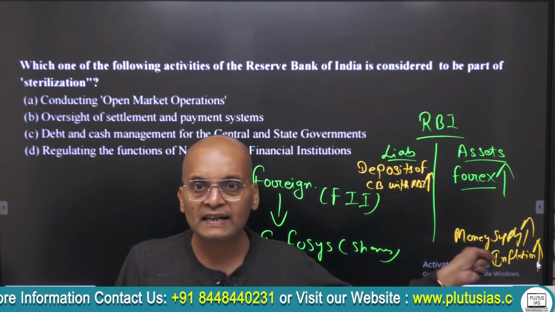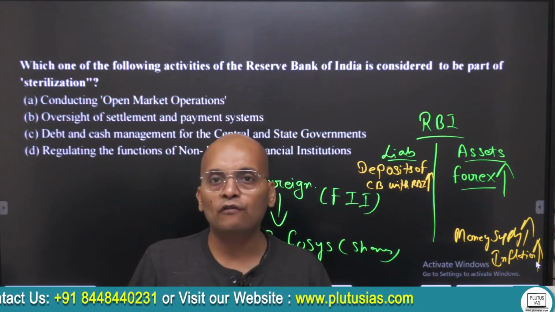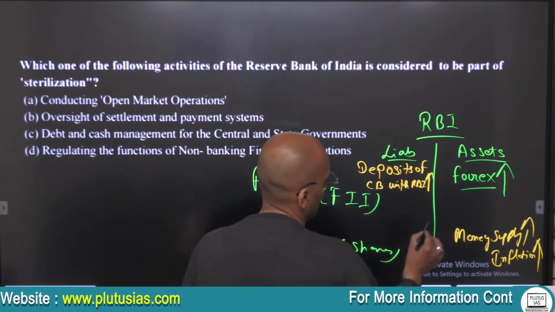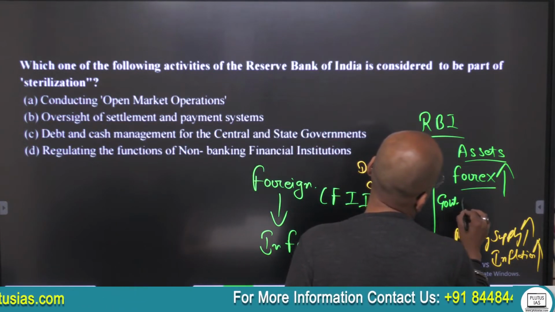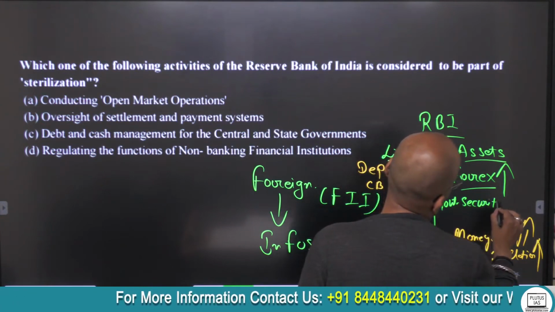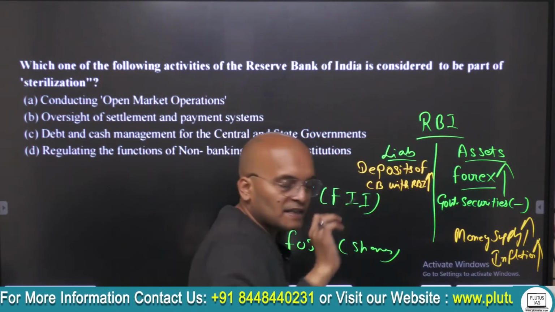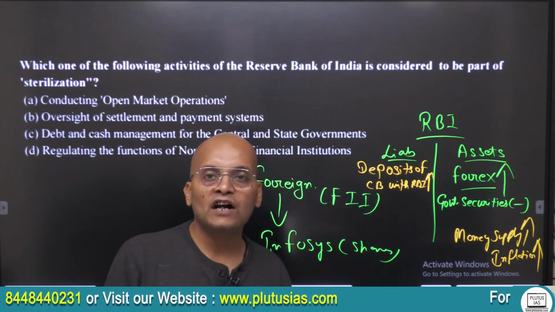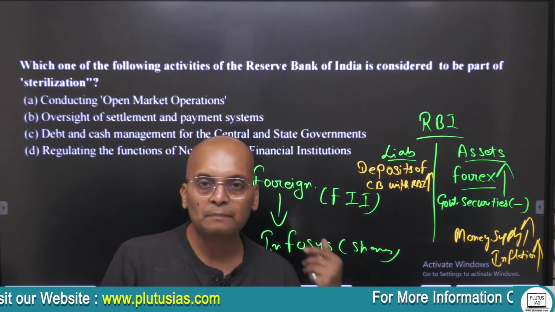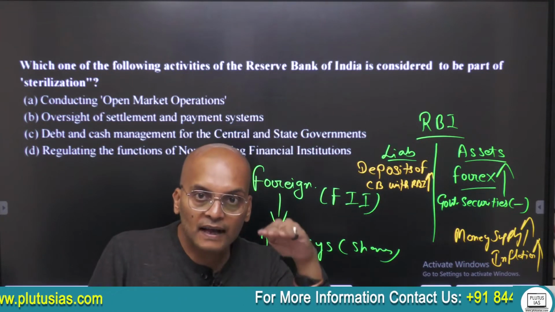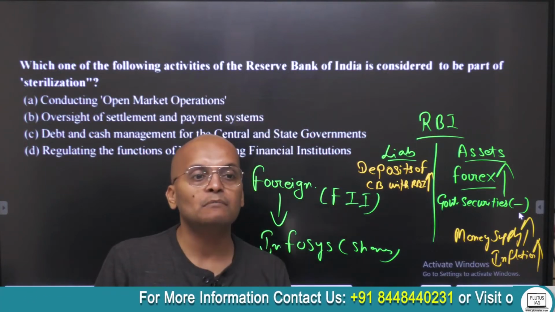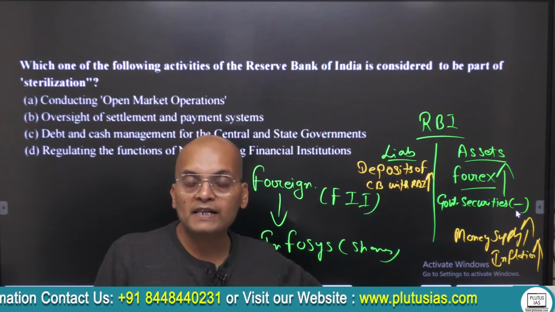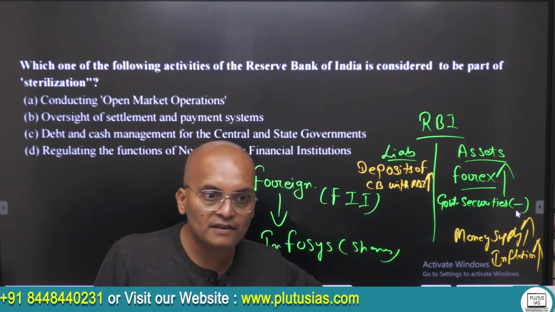So to counter it, to reduce the effect of it, what RBI does is, RBI has also got government securities with it. So RBI sells out its government securities. Why? Because if RBI sells its government securities, money will come through the RBI. That means excess money supply will reduce in the market. So how does RBI sell its government securities? Open market operations. Yes or no?